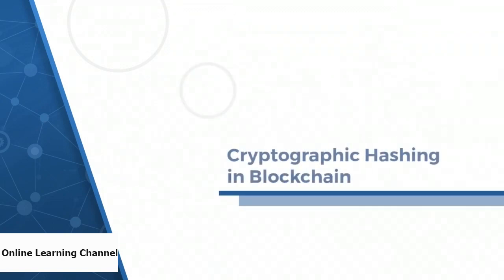We have previously covered the fact that the immutability of the transactions in a blockchain is ensured by including a cryptographic hash of the previous block in each block of the blockchain. In this clip, we will see exactly what cryptographic hashing is and how this applies to blockchains.